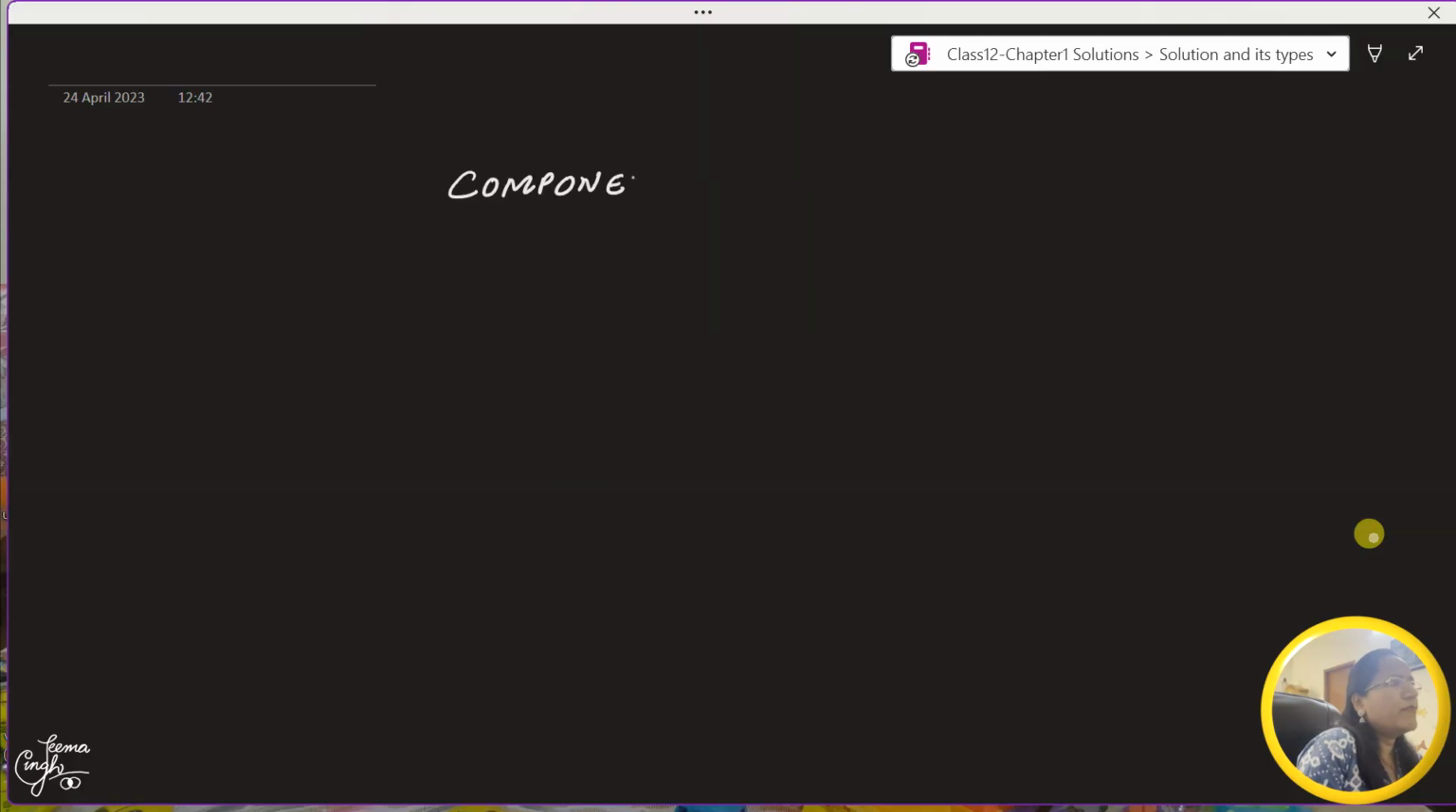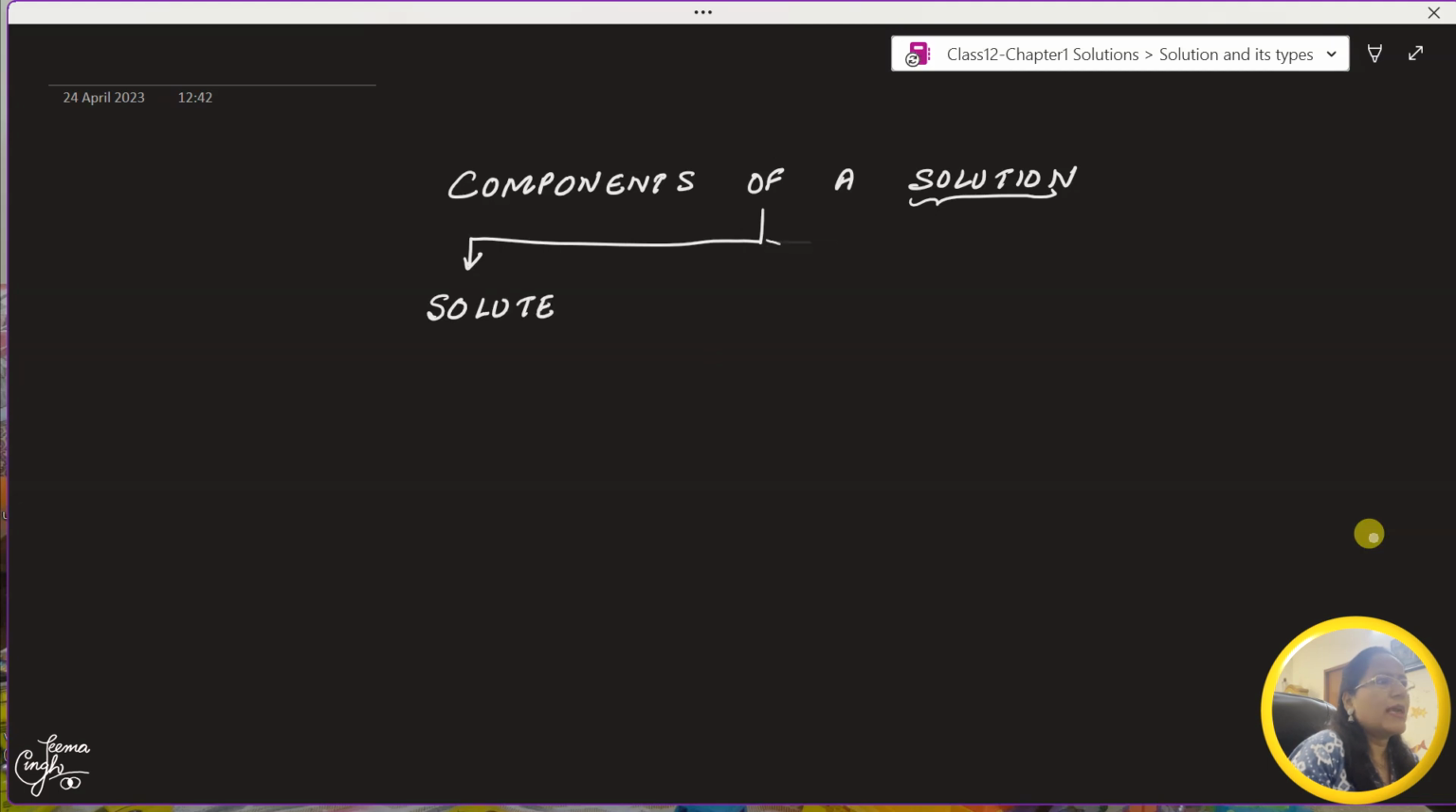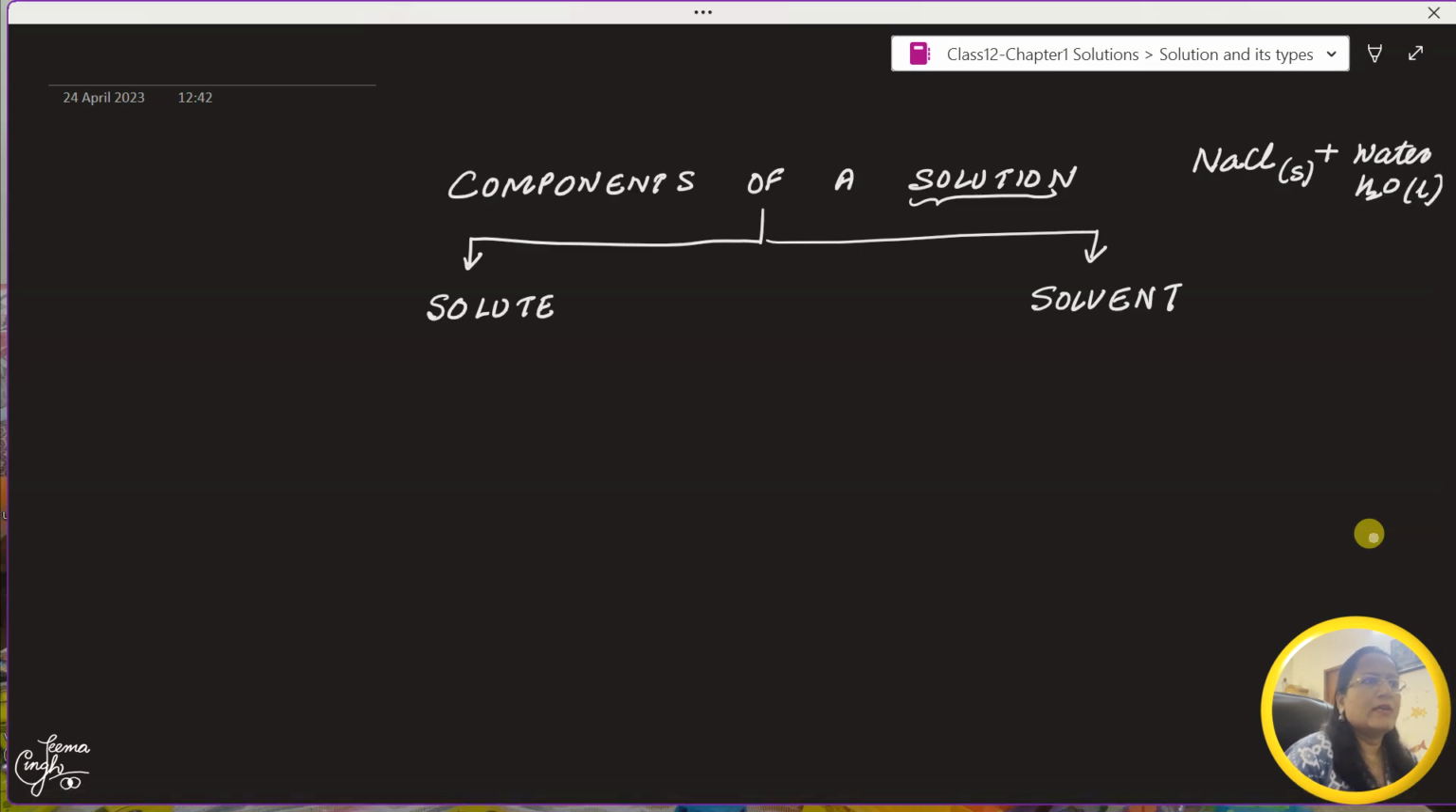So, my dear children, your notes copy, you can write with me. Components of a solution. Now, to make a solution, you have to have minimum two components. We call one of the components as solute and the other as solvent. We'll refer to our standard example of NaCl, that's common salt in solid form, when you add it to water, H2O, right? Liquid. Now, generally, solvent is said to be that component which is present in large amount or greater amount. Of the two components, if one component is present in greater amount, we are going to call it as solvent, large amount or greater amount.